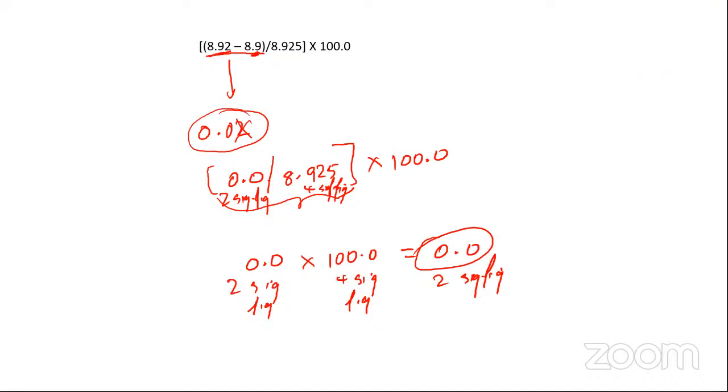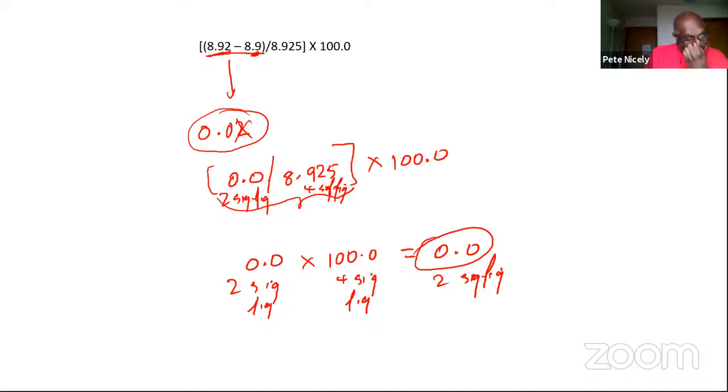Well, you're absolutely right. How did I miss that? Hold on, let me see here. I mean, the final answer is still correct, but this should be 1 sig fig. I was incorrect in saying that it's 2 sig figs. 1 sig fig, 1 sig fig. But this is still correct.